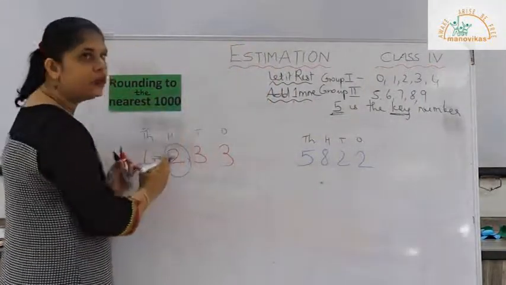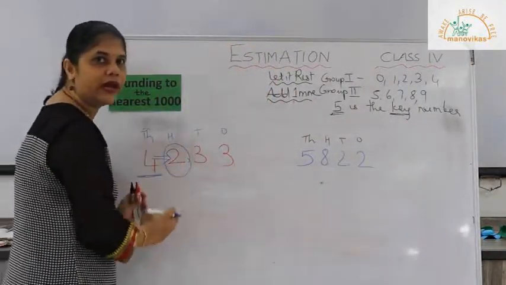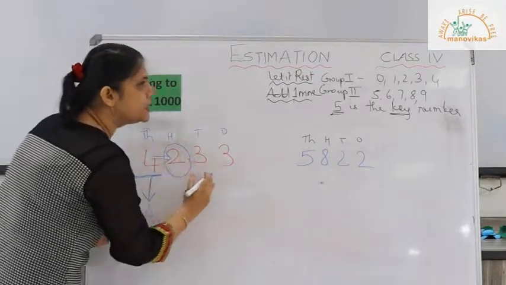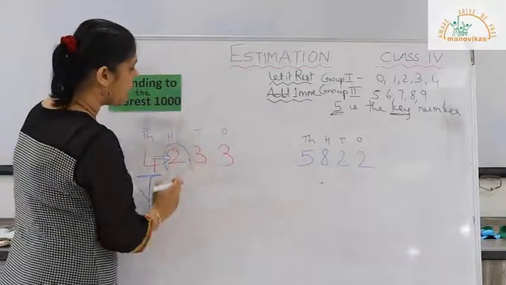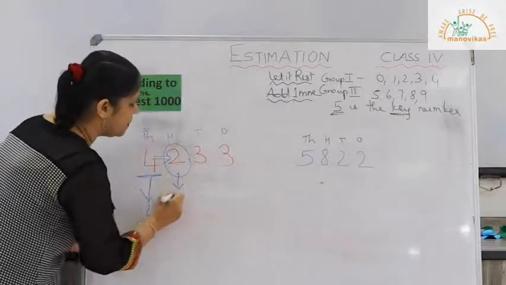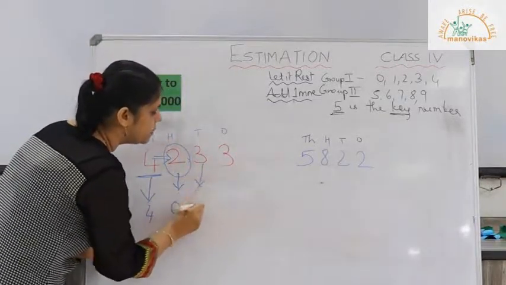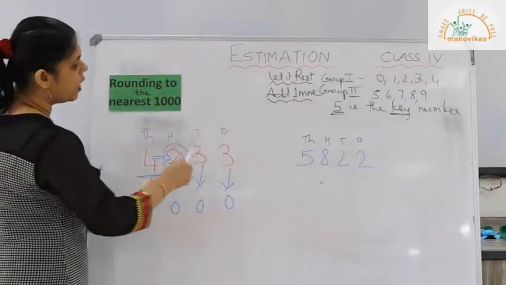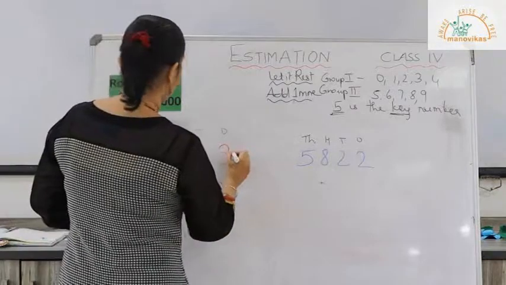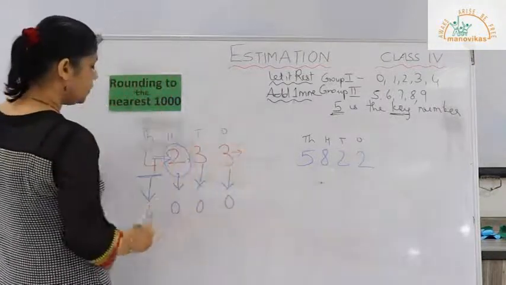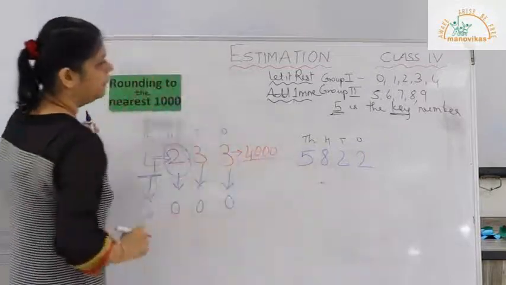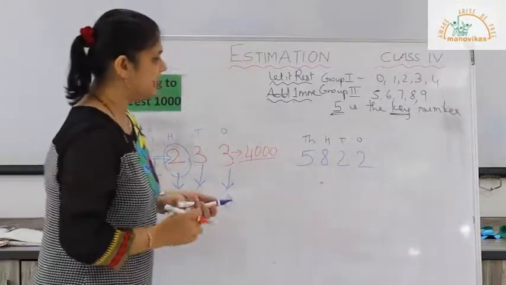So, we will allow the thousands digit to rest. So, this will remain 4 and the other digits which are after the thousands place will become 0. What will they become, children? 0. So, 4233 rounded up to the nearest 1000 is 4000. Right? Now, look at the next example.